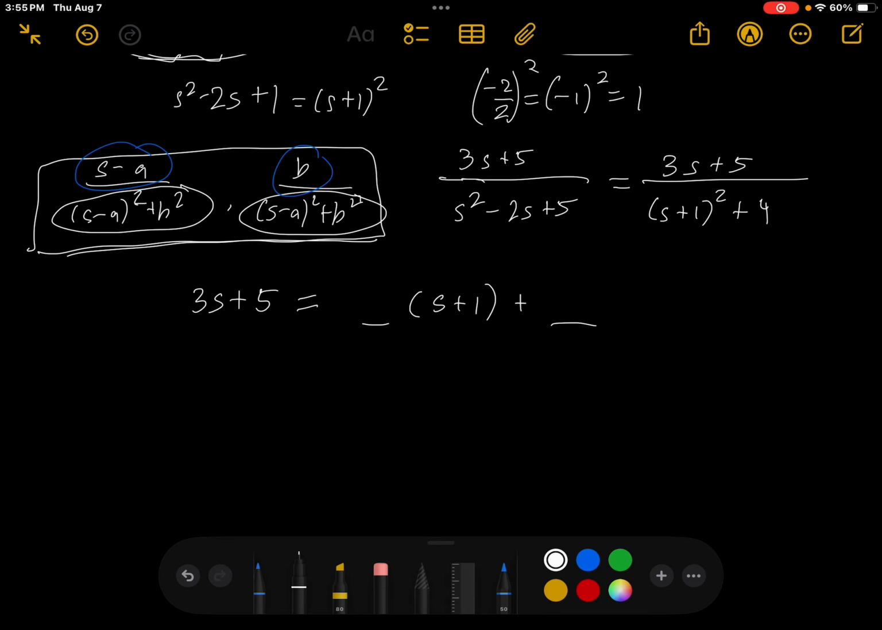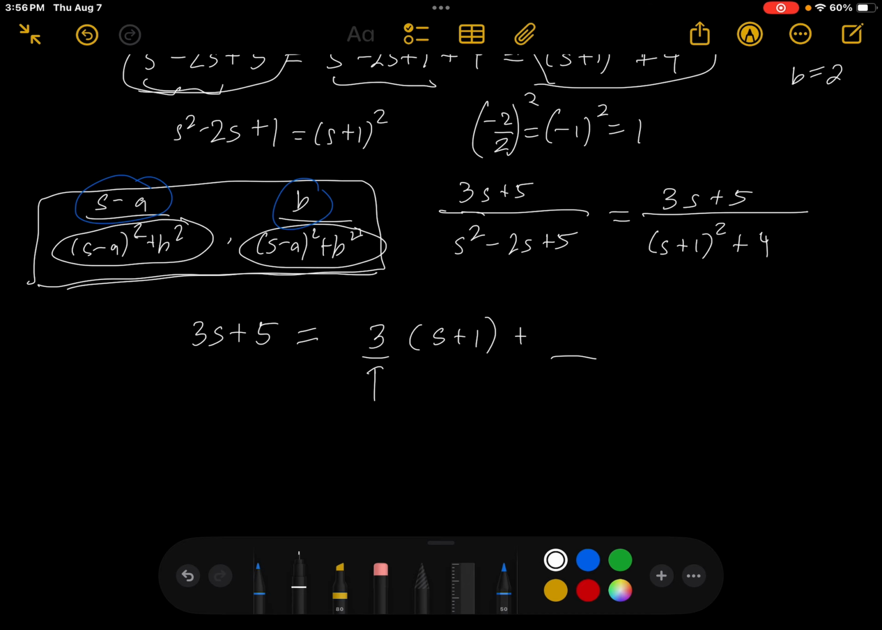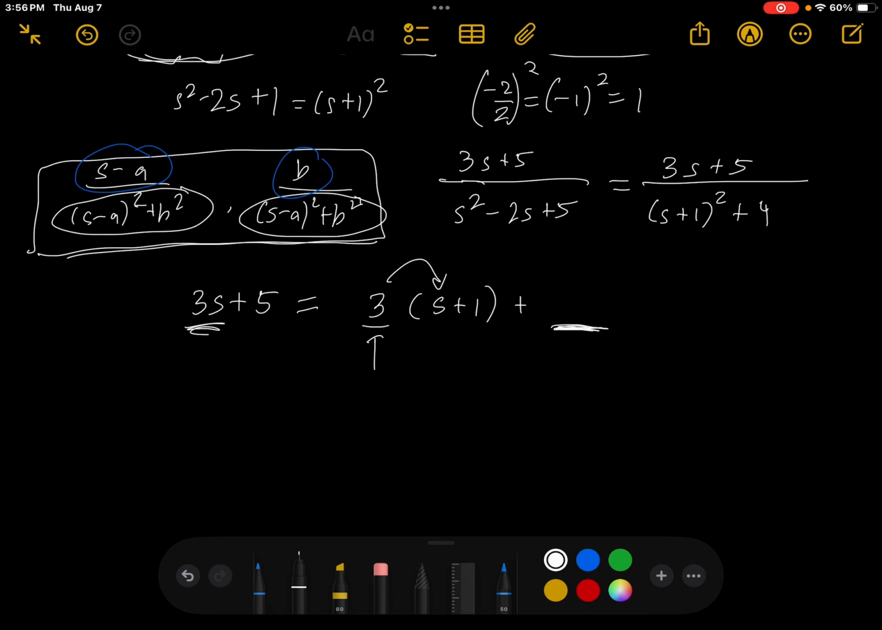So I want a constant times s plus 1 plus another constant. Now what constants are going to work? Again, we use the fact that we want the coefficients to match. Can you figure out what number has to go there in order for the right-hand side and the left-hand side to match? This has to be 3, because when I distribute the 3, I need to get a 3s. Here I have a constant, so I'm not going to get any s's. That's why this first number has to be 3. Now what am I going to get for this other constant?